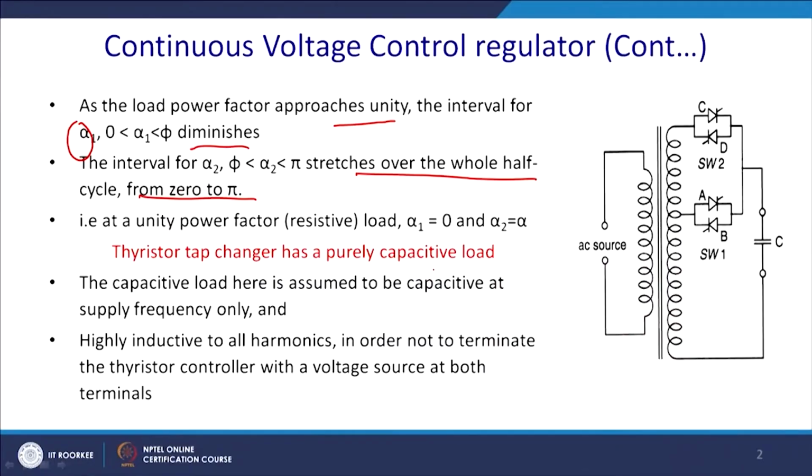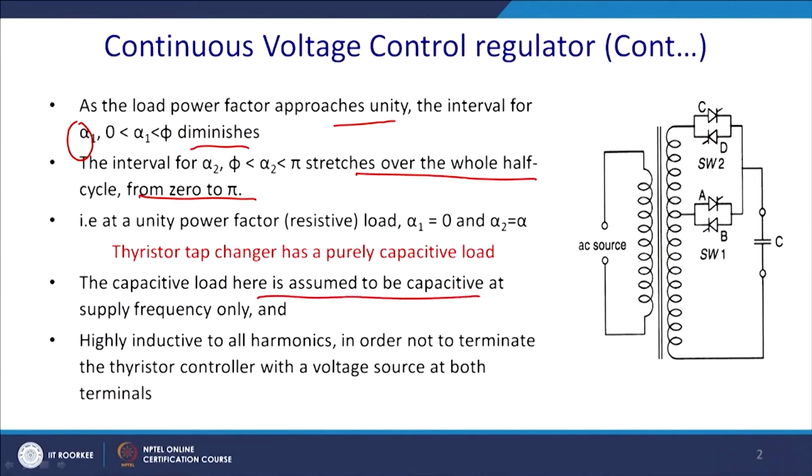Now, let us take another option, if the load is purely capacitive. The thyristor tap changer has a purely capacitive loading. It is quite difficult to analyze, because you know that a series capacitor is dangerous. It requires di/dt protection and all those things, but since there is a leakage inductance across it, there is a series inductance already inserted. So, you can use it.